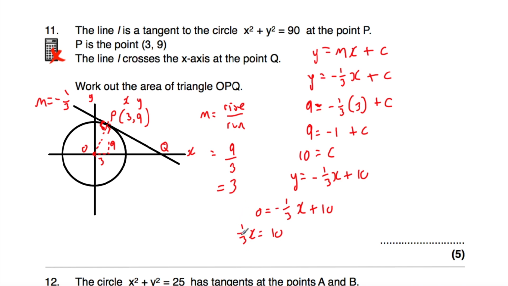Now we want to get rid of this a third. We could do this in a couple of ways. We could divide both sides of the equation by a third, or we could times the whole equation by 3. And if we times the whole equation by 3, we'll get that x equals 30. So that means the coordinates of the point Q would be 30, 0.